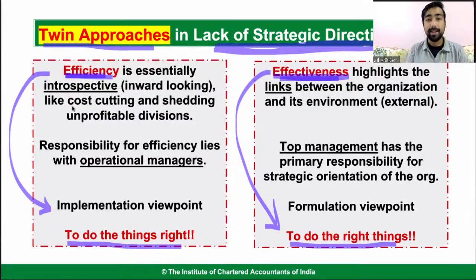Efficiency means to do the things right, and effectiveness means to do the right things. Okay. Who will give me an example of efficiency and effectiveness? Let us see if you guys can give me an example. Maybe I have a lot of examples, but I want you to tell me, because efficiency is to do the things right, and effectiveness means to do the right things.